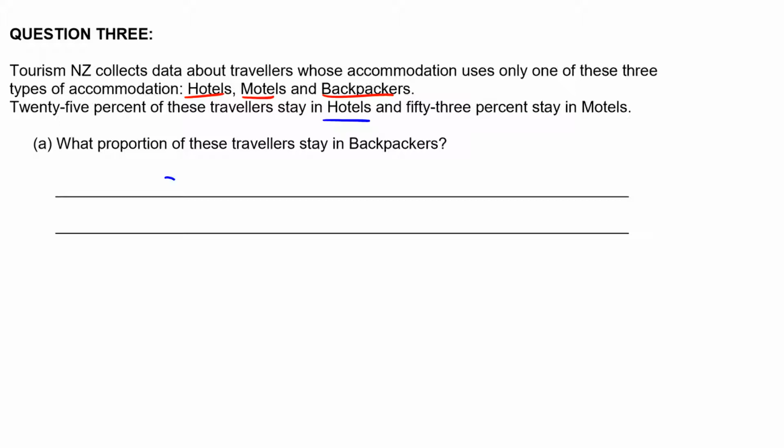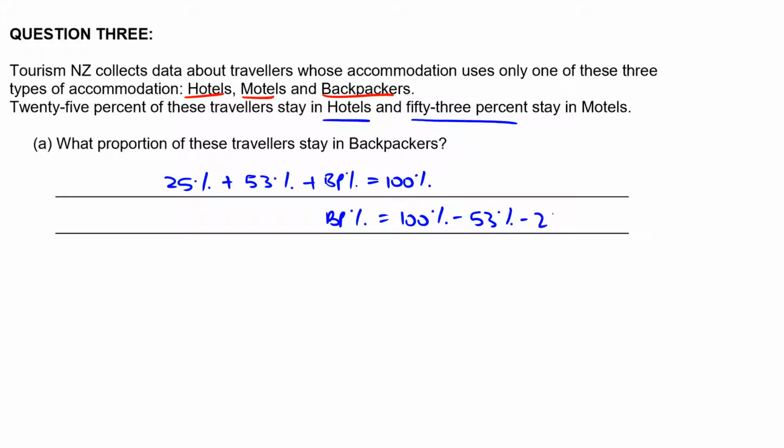25% are in hotels, so hotels is 25%. 53% in motels. Plus the backpackers percent is your 100%. So your backpackers percent is just 100% minus 53% minus 25%, which is just 22%. Your answer could be as a decimal as well, and that was an achieved tick.